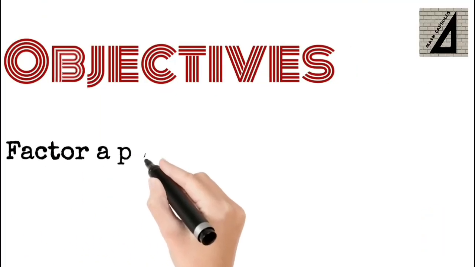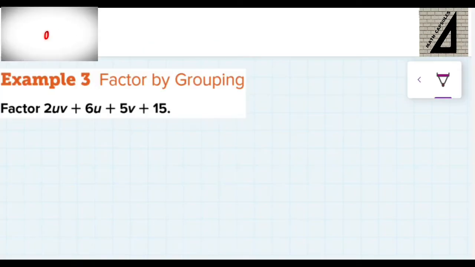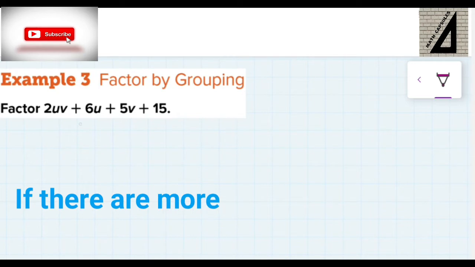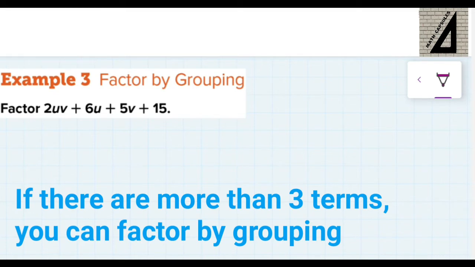The objective of this lesson is to factor a polynomial by grouping the terms. Factor this polynomial. The first thing we look at to factor is how many terms there are. Here we have 4 terms. So the best factoring method is by grouping, if we can do 2 groups here.